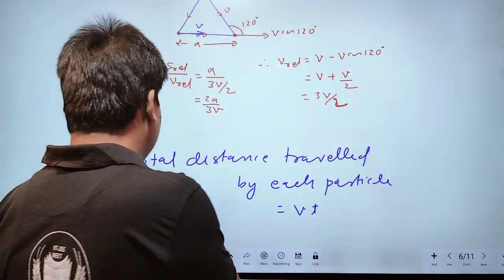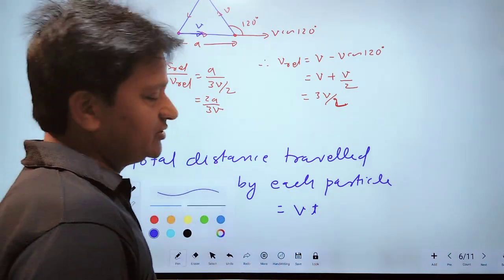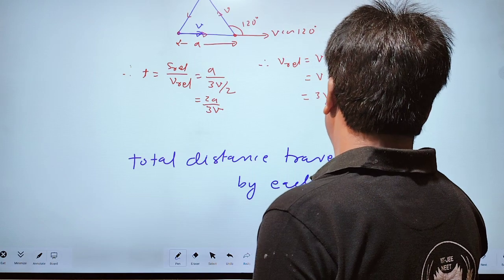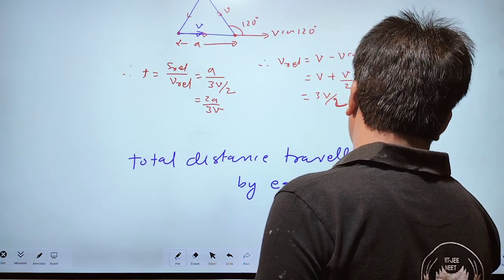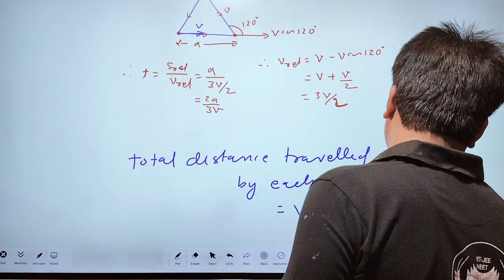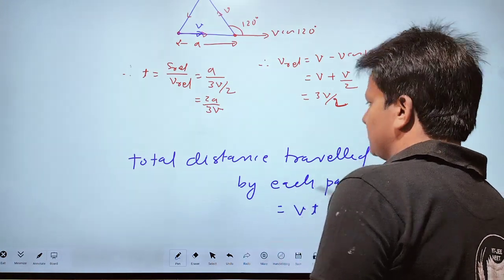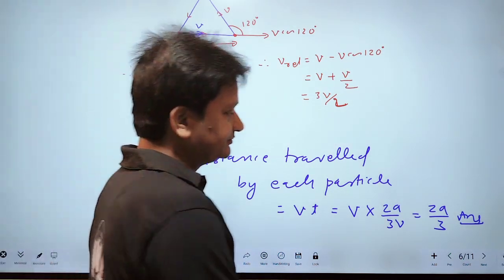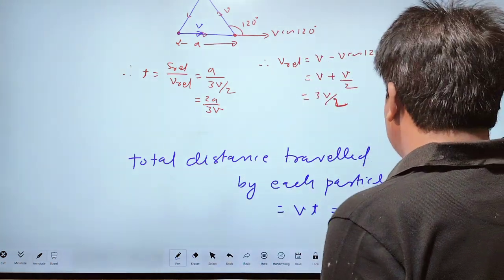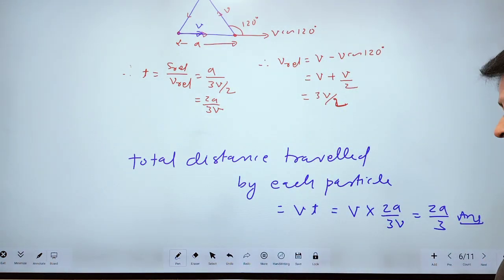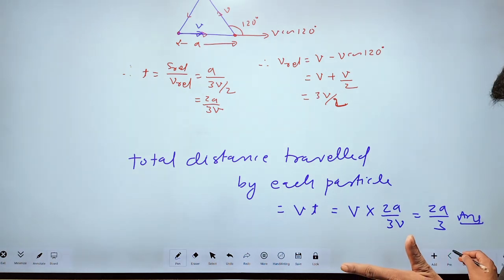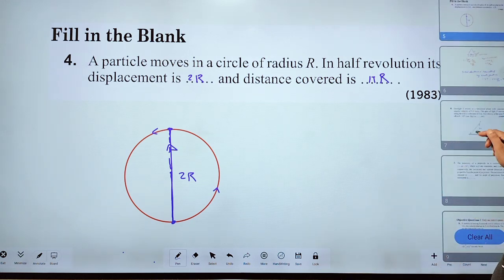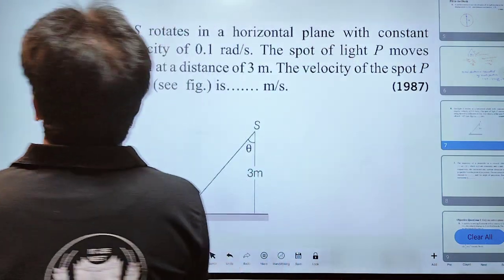V is the speed. Speed means the magnitude of velocity. What will be the value? T is 2a upon 3V. Therefore 2a upon 3. This is the distance traveled in time t. Okay. The total distance traveled by each particle before meeting is 2a by 3. Okay.